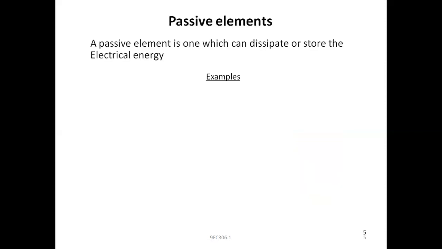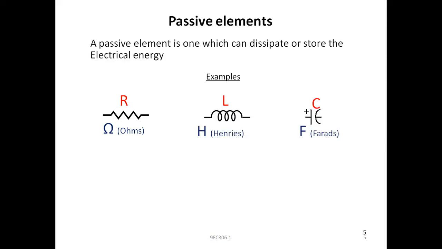A passive element is one which can dissipate or store the electrical energy. Examples: resistor, inductor, capacitor. The resistor symbol is this, and its unit is ohms. The inductor is denoted by L and its unit is henries, capital H. The capacitor, that is capacitance, is denoted by C and its unit is farads.